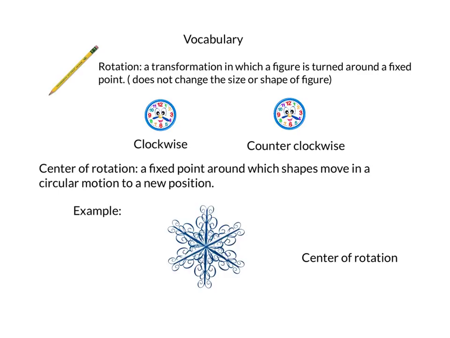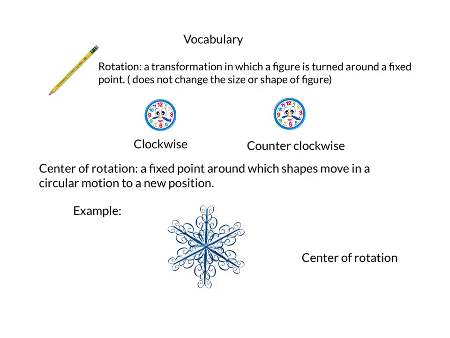All right, for today's lesson, we have 2 vocabulary words. The first one is rotation. Rotation is a transformation in which a figure is turned around a fixed point, and it does not change the size or the shape of the figure. We're literally just taking the figure itself and turning it in a circle, however many degrees that the problem tells us we need to turn it.